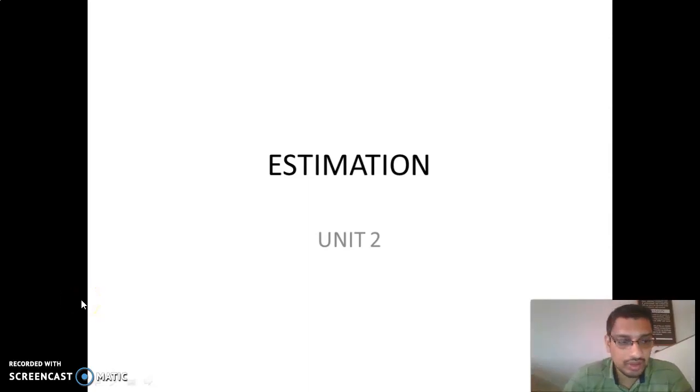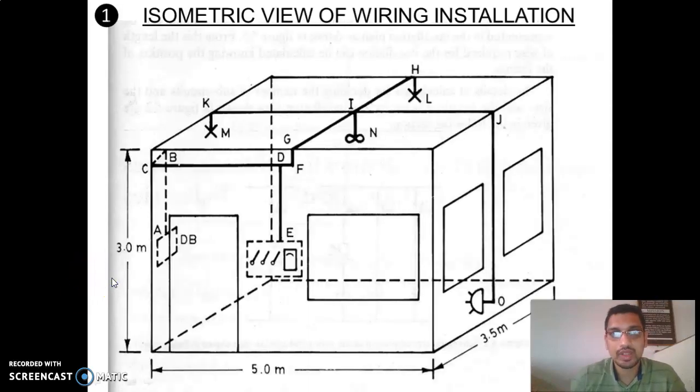In this video, we see the costing and estimation of electrical system design in a domestic building. So this is a three-dimensional view of a building. It consists of a single room, and the main electrical points are, one, the DB (distribution board) placed at point A.